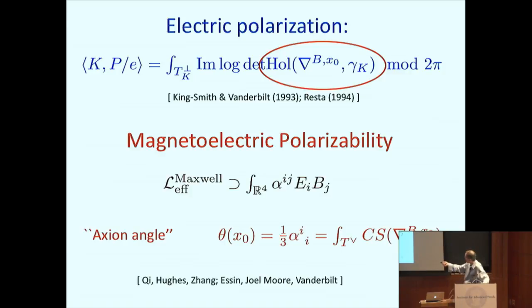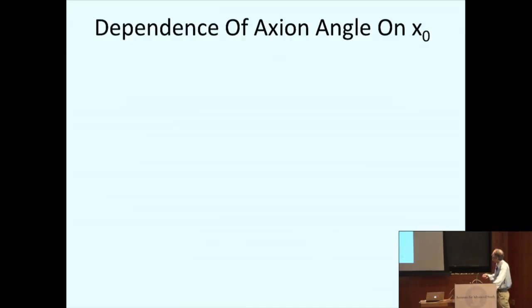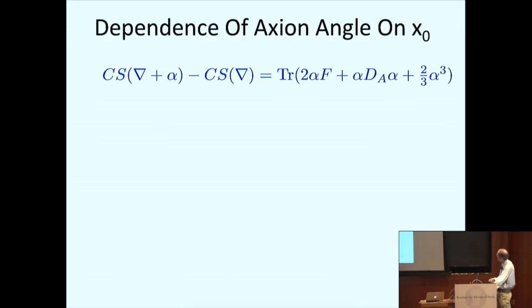And famously, the trace of this tensor is an Axion angle, which is equal to the integral over the Brillouin torus of the Chern-Simons form of the Berry connection. But I just told you that there isn't one Berry connection. There's a whole family of Berry connections. So we should ask, what's the dependence of the Axion angle on x naught? You see, the Chern-Simons form shifts. If I shift the connection by a one-form alpha, the difference of this Chern-Simons form and that one is given by this standard expression.